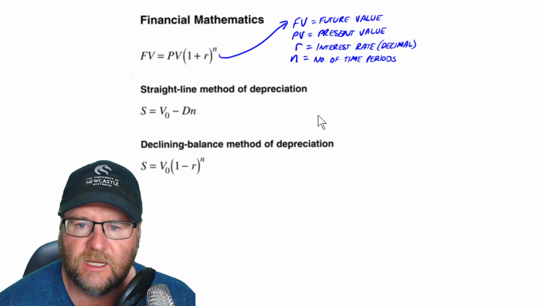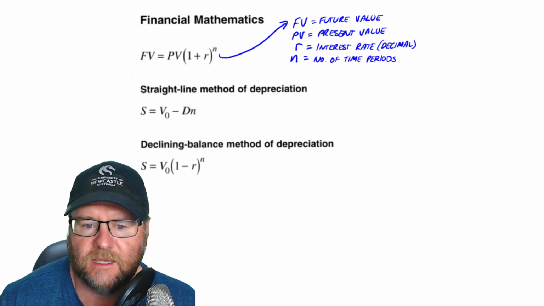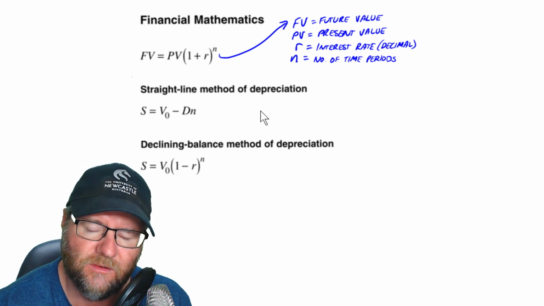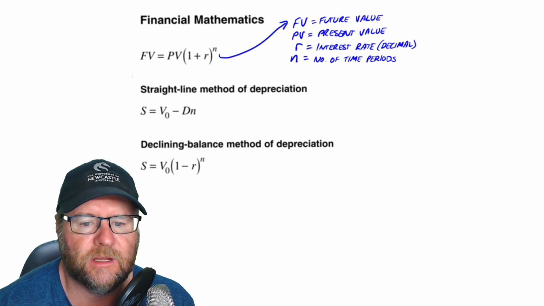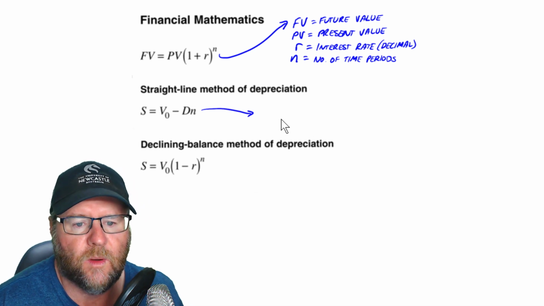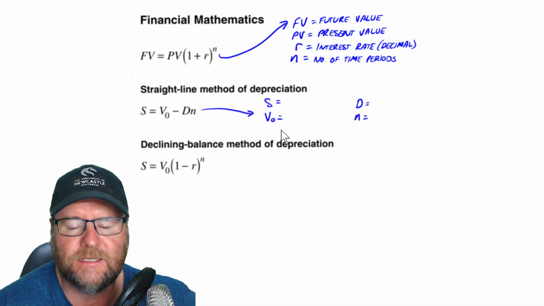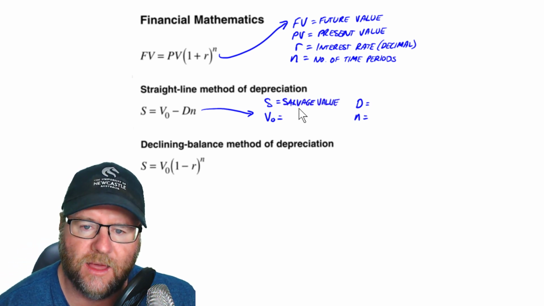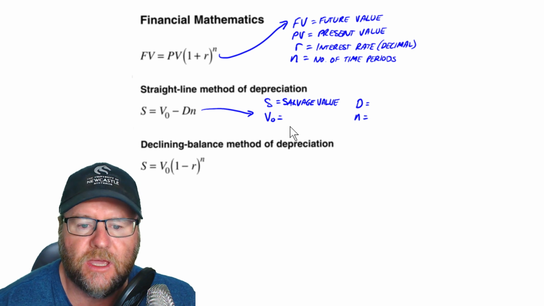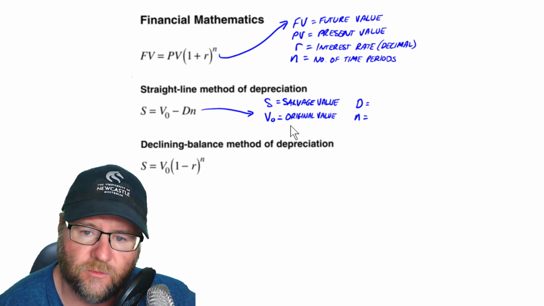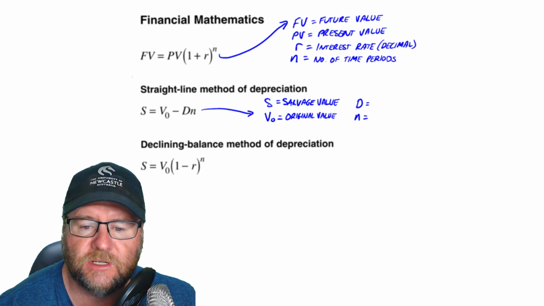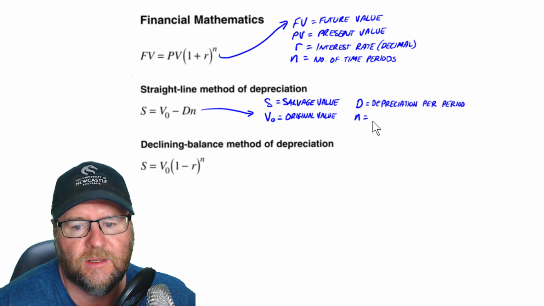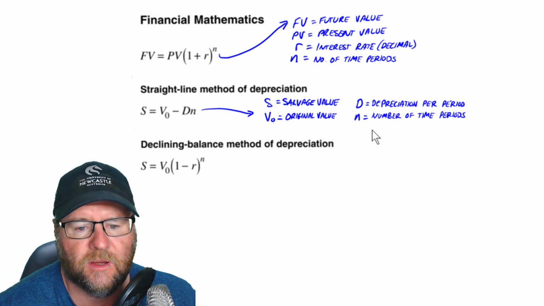Depreciation, which is the decrease in value of an asset, let's say a car. There's two types. Straight line is just where it goes down by the same amount every year. So in this case, our letters stand for S is the salvage value, in other words, what it's worth after it's been depreciated. V0 is the value at its original state when it started, so the original value. D is the amount that it's depreciating per period, and N is the number of time periods.